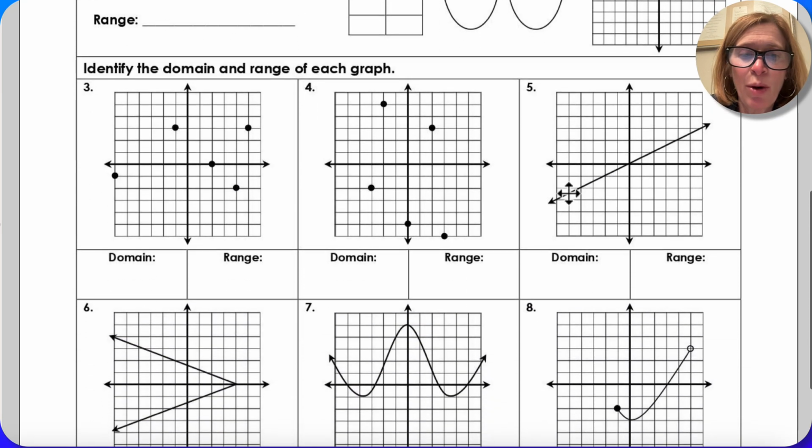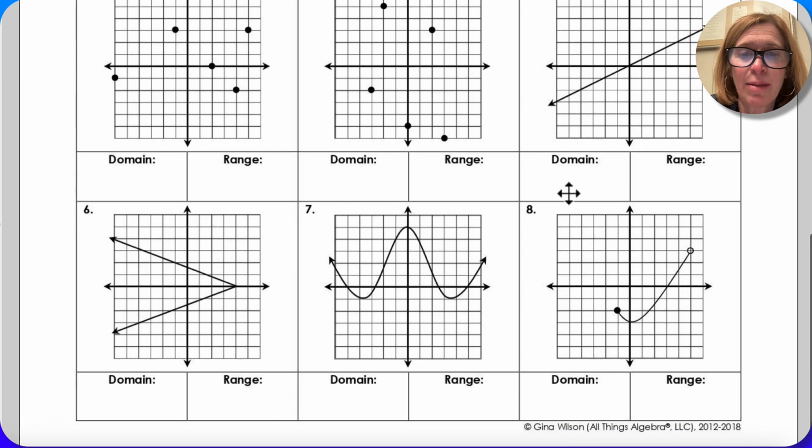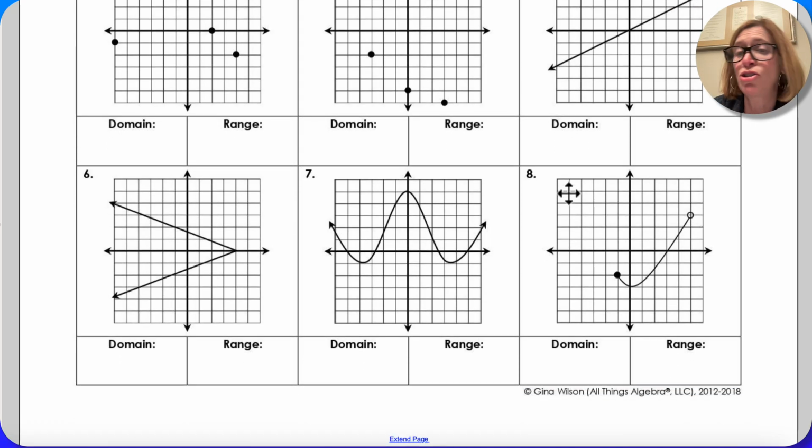But I specifically want to go over question number 6 and number 7, where it just asks you, what's the domain and the range? So I want to remind you, domain is your x values, all the x values that fall on the graph, and the range is all the y values.